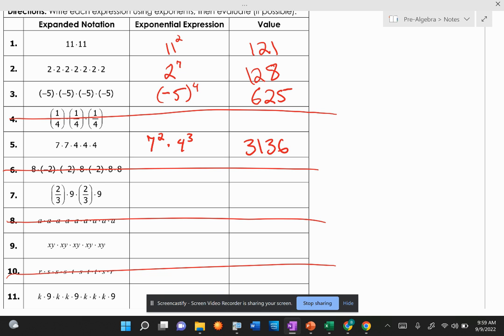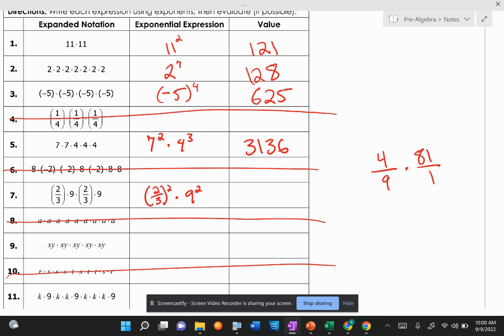Okay. With number 7, this one's a little weird. We'd have 2/3 squared times 9 squared. What is 2/3 squared? Yeah, 4 over 9. Okay. Times, what's 9 squared? 81. Let's focus, guys. 81. Okay.